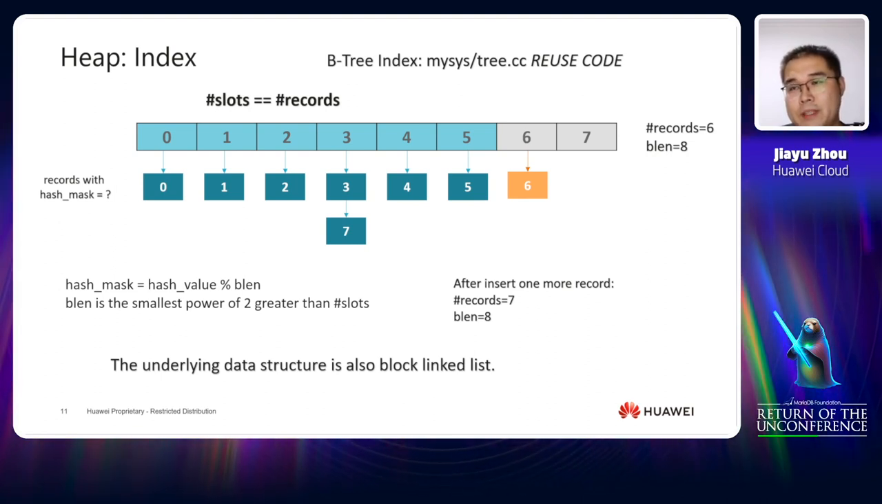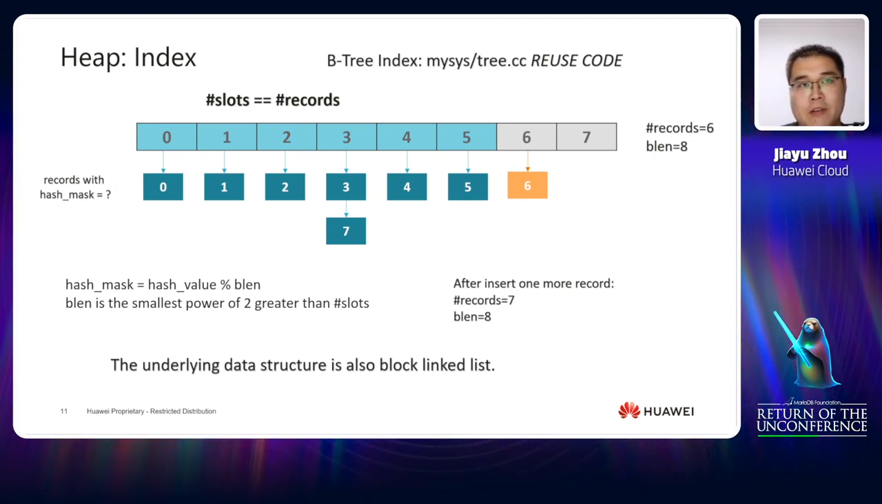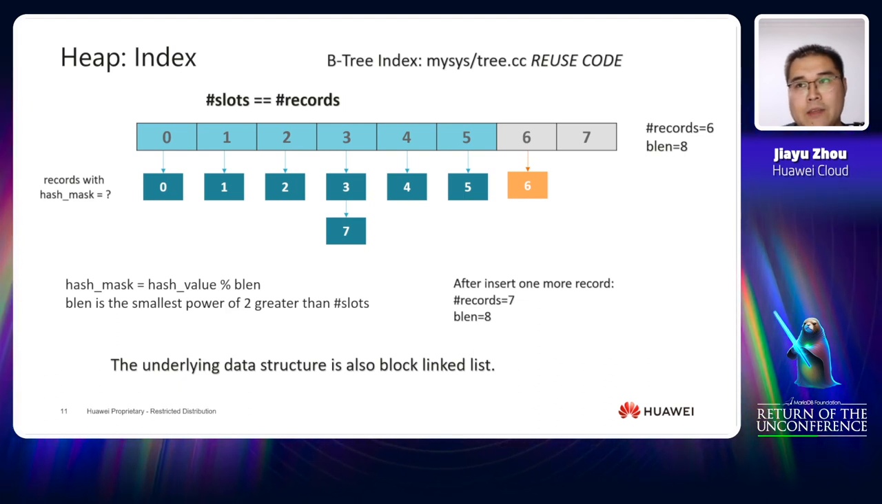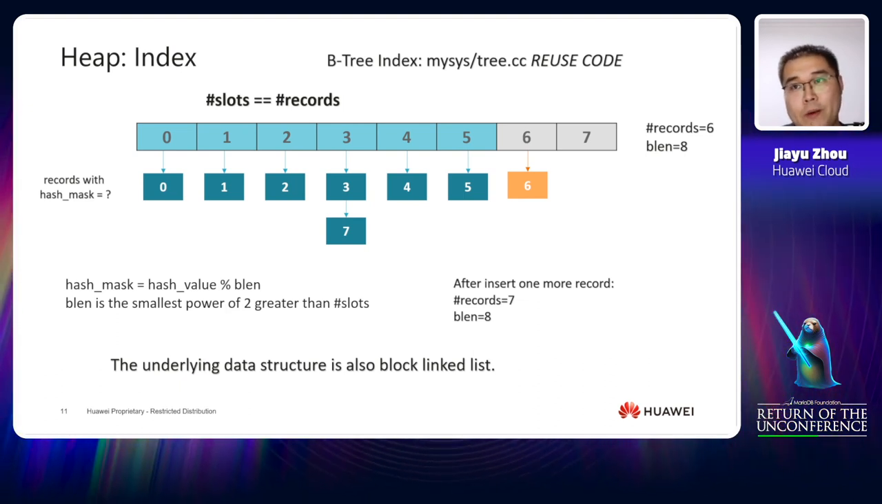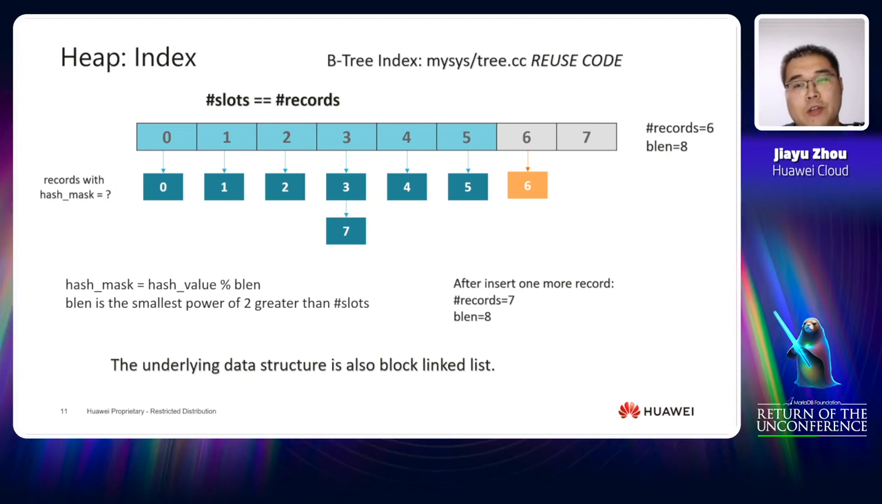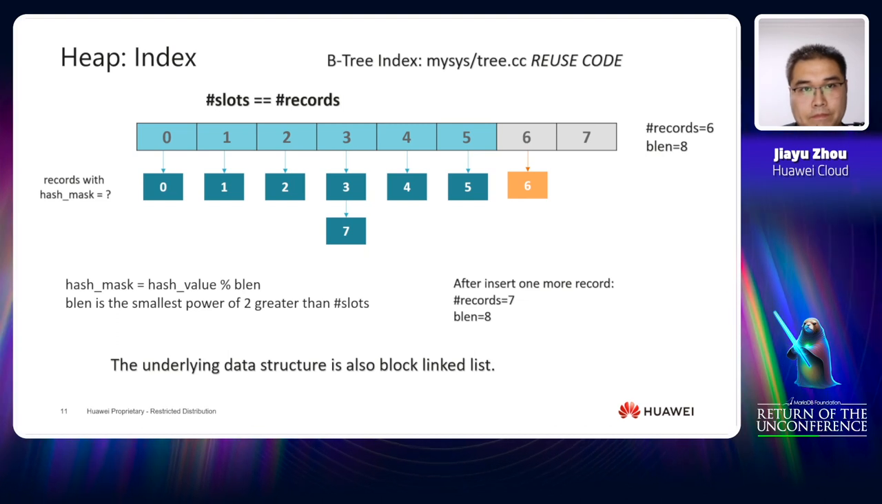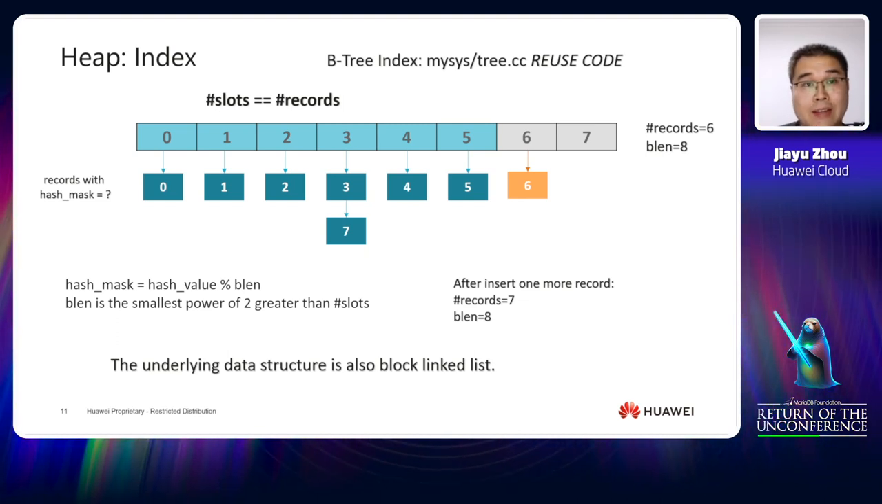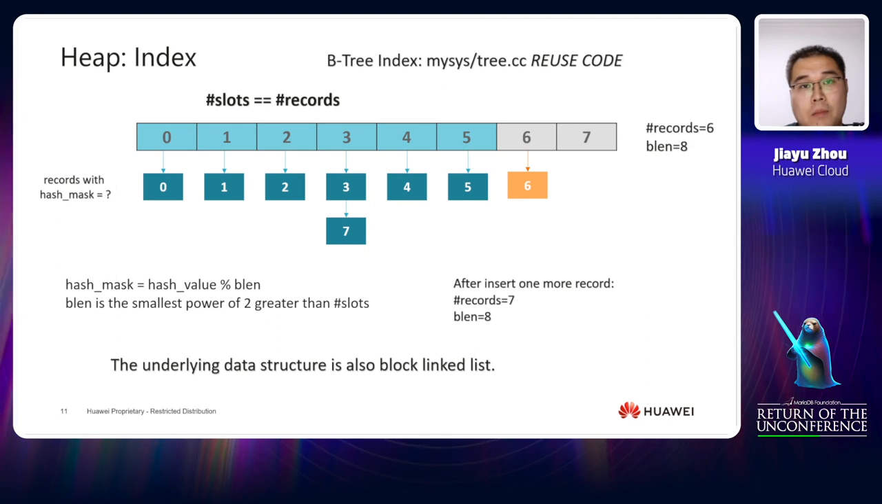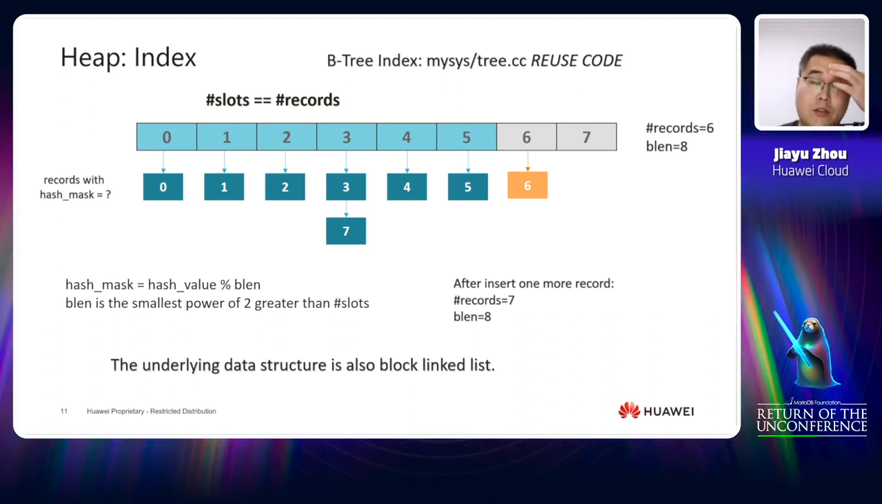And the implementation of the hash table of Heap is very complicated. In principle, the hash table is an open hash table, but in actual storage, all hash entries of the Heap table are stored in slots, which does not waste any memory. Which means there is no memory waste in this algorithm. And also, the underlying data structure is a block linked list, just like the tree structure.